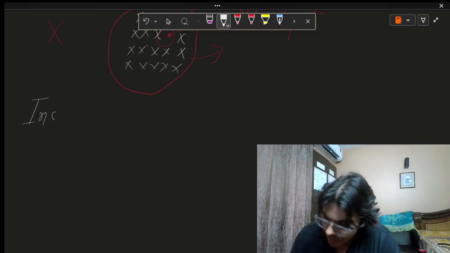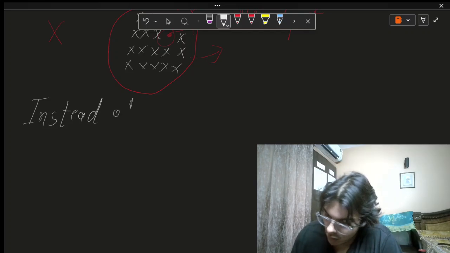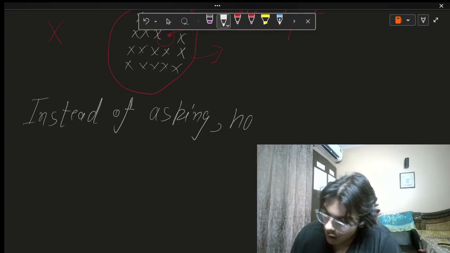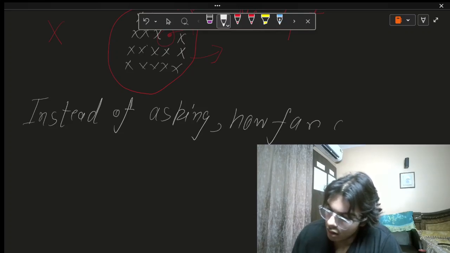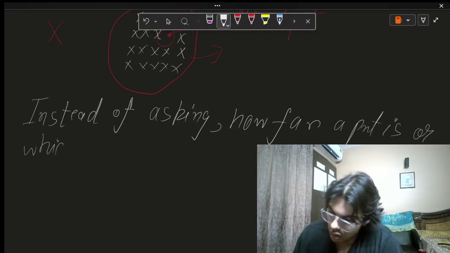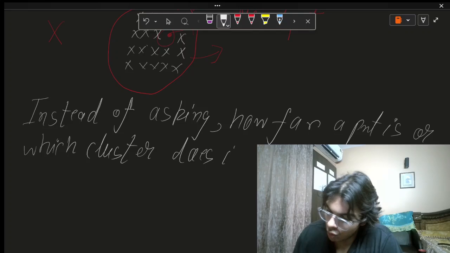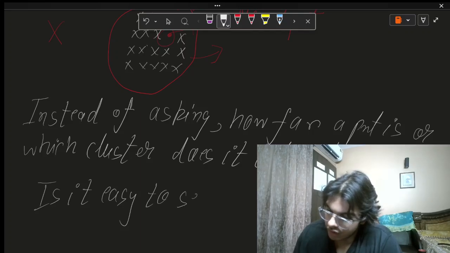So, maybe instead of asking how far a point is, or which cluster it belongs to, can we ask a question that is: is it easy to separate an anomalous point? Can we ask this question?